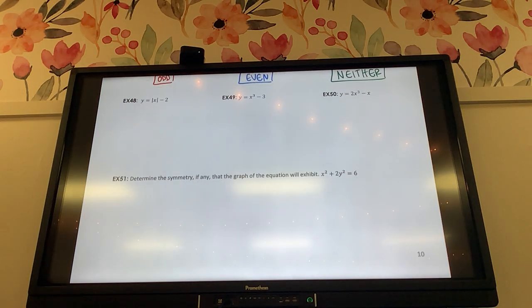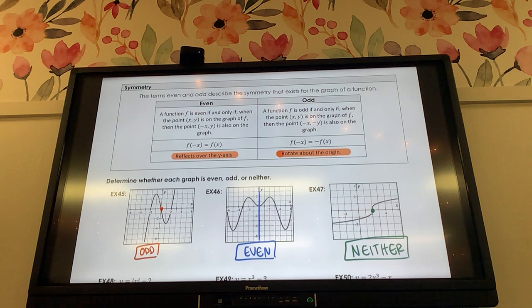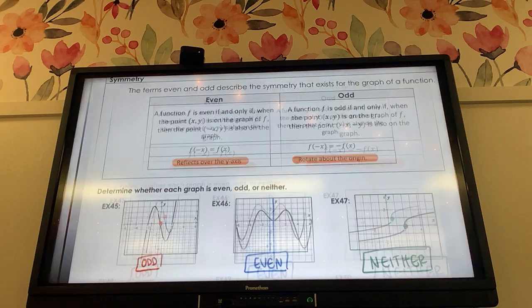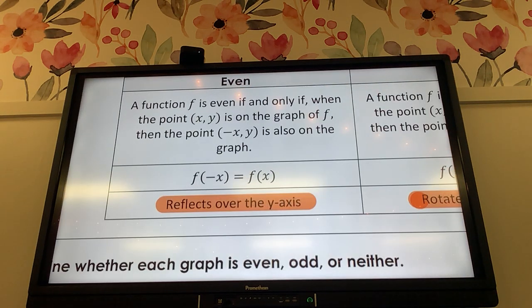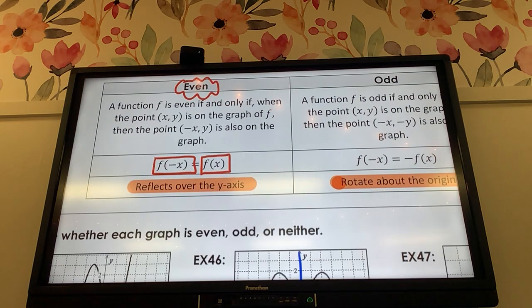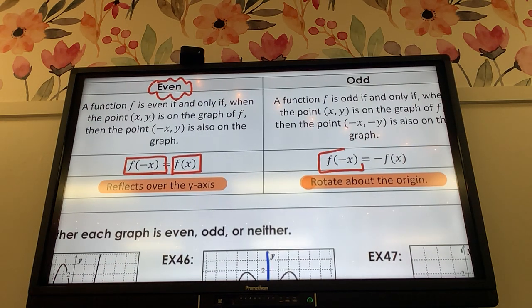Let's go to the next part here. The next part is algebraically determining if something is even or odd. Hypothetically, we don't have a calculator, we have this function, and we want to determine if it's even or odd. If you plug in negative x into my function, it will spit out the original function if it's even. If you plug in negative x into your function and it spits out everything being opposite, the negative version of your function, it would be odd.